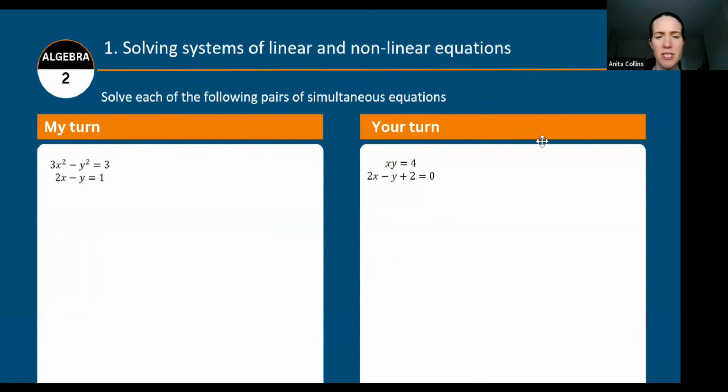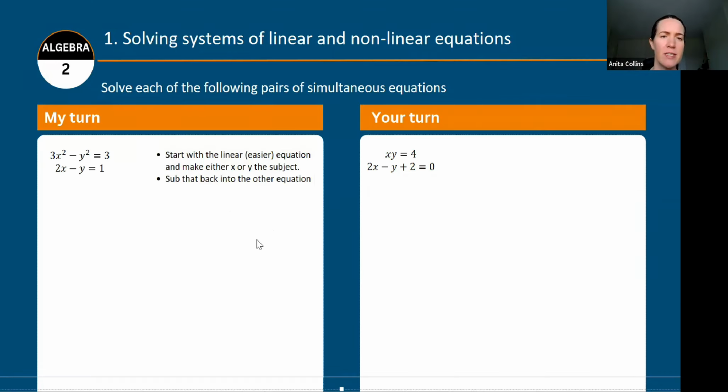Okay, so first thing we're going to do is just learn the technique, how to solve these pairs of simultaneous equations. So what you'll see here is that we have got two equations, one underneath the other, like we're familiar with seeing from our previous simultaneous equations work. So let's see, what have we got? We've got a nonlinear on top, there's those powers going on there, and then you've got a linear on the bottom. And so the first thing we're going to do is start with the easier, or the linear equation in this case.